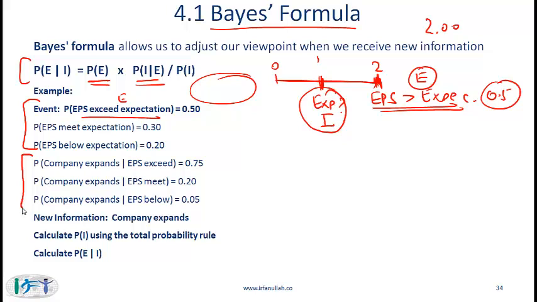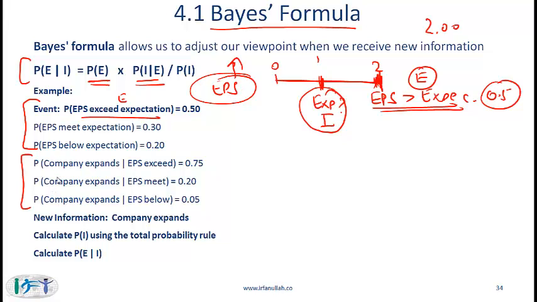Let us also look at some conditional probabilities. The probability that the company expands given that EPS exceed expectations is 0.75. The way you can think of this is as follows. The company management, which is ultimately announcing the EPS over here, already knows the EPS number. This EPS number has not been announced, but you as an intelligent analyst know that the company is more likely to expand if the EPS number is good.